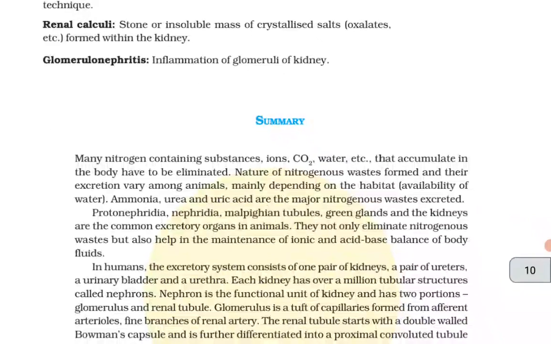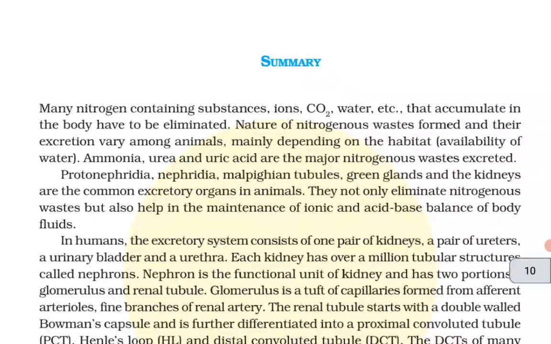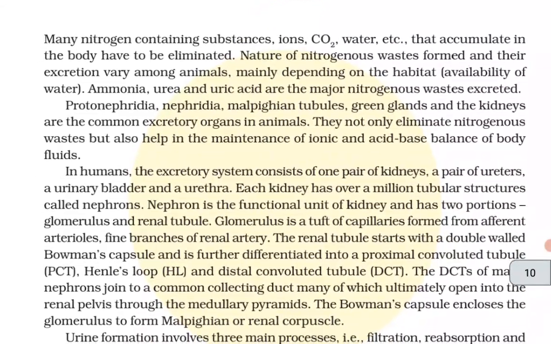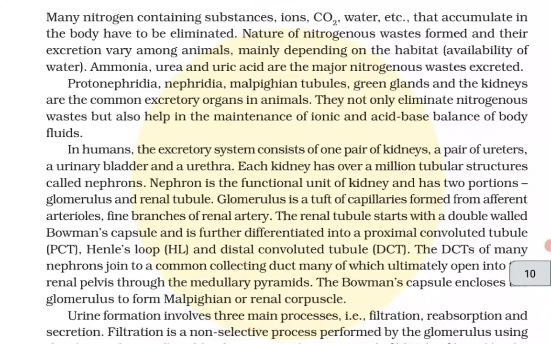Summary: many nitrogen containing substances, ions, CO2, water, etc., that accumulate in the body have to be eliminated. Nature of nitrogenous waste formed and their excretion vary among animals, mainly depending on the habitat, availability of water. Ammonia, urea and uric acid are the major nitrogenous waste excreted. Protonephridia, nephridia, Malpighian tubules, green glands and the kidneys are the common excretory organs in animals. They not only eliminate nitrogenous waste but also help in the maintenance of ionic and acid-base balance of the body fluids.